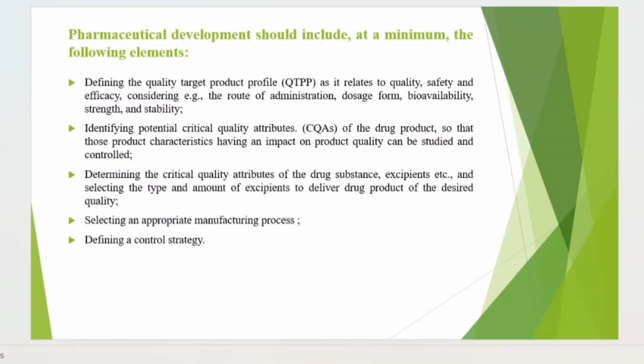The next is selecting an appropriate manufacturing process. This is very important, because if you fail to develop a proper manufacturing process, even if the composition is very suitable, the final product will not be a quality product. That's why the manufacturing process should be appropriate.